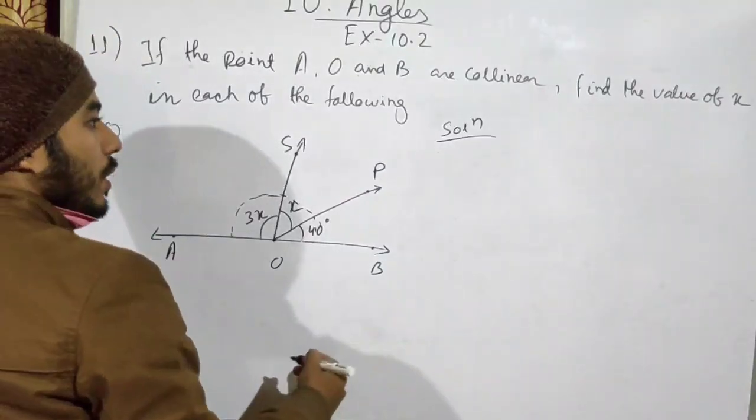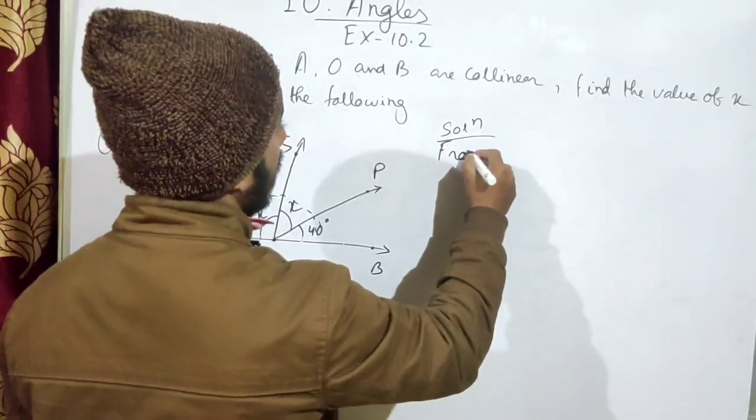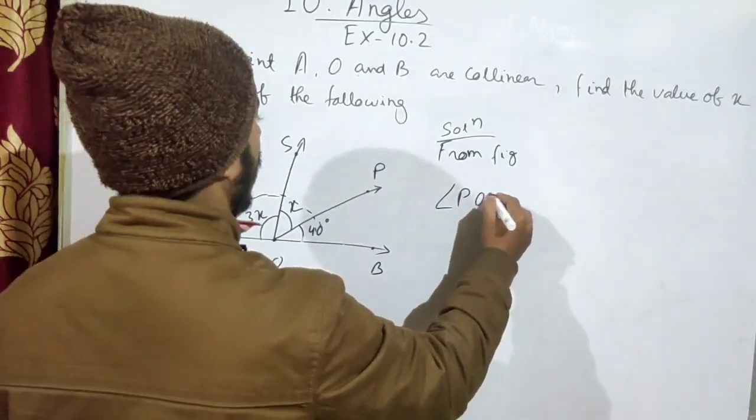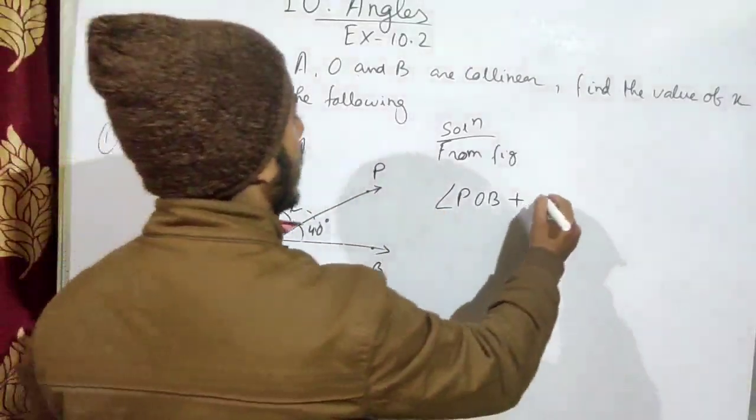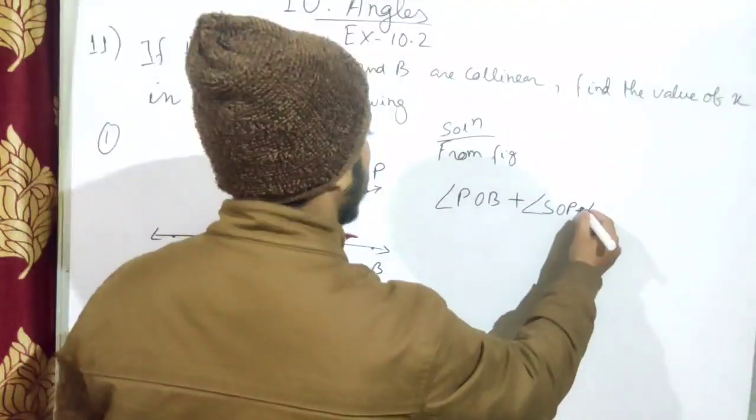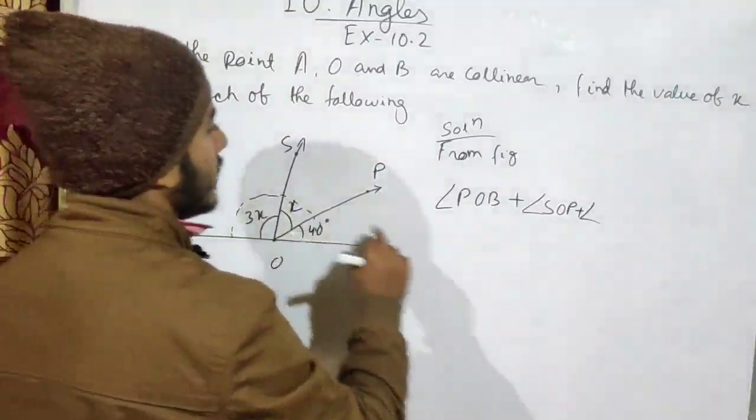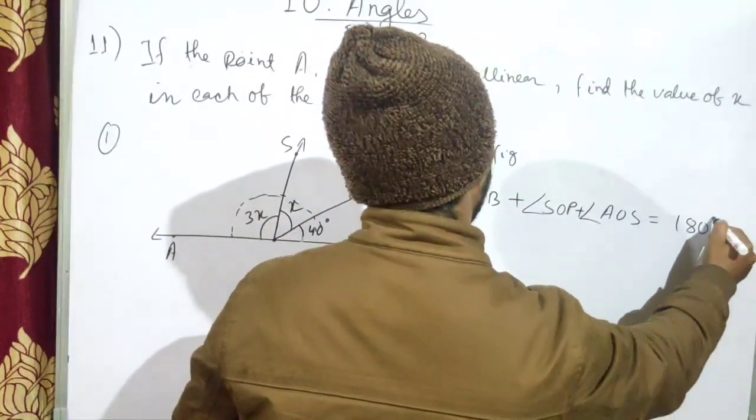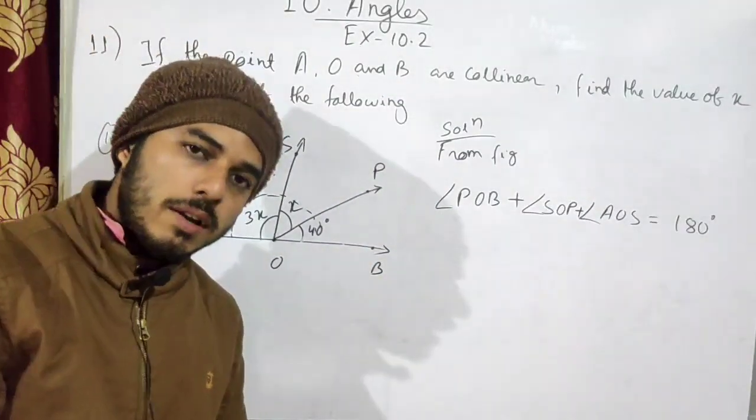Angle POB is what? Or we can write from the figure: angle POB, then angle, the name of this angle is what? SOP. Very familiar word, isn't it? SOP, yes. Then plus SOA or AOS, you can write AOS. It will be 180 degrees. Clear? If we add all these three segmented angles, it will be 180 degrees.